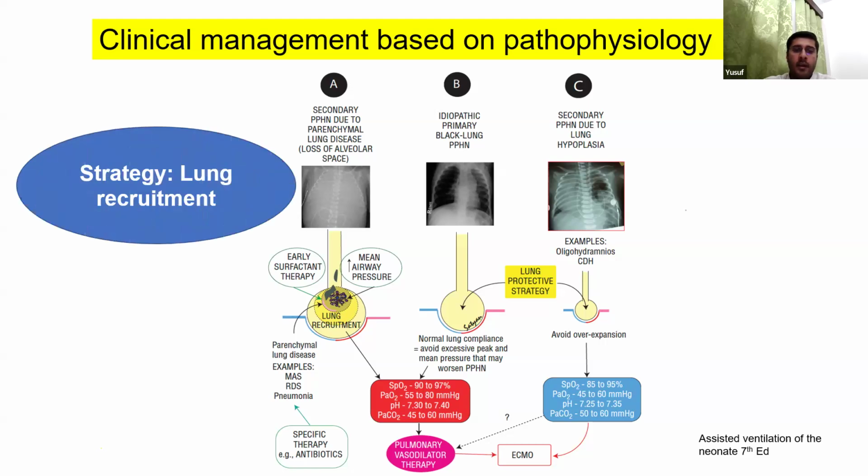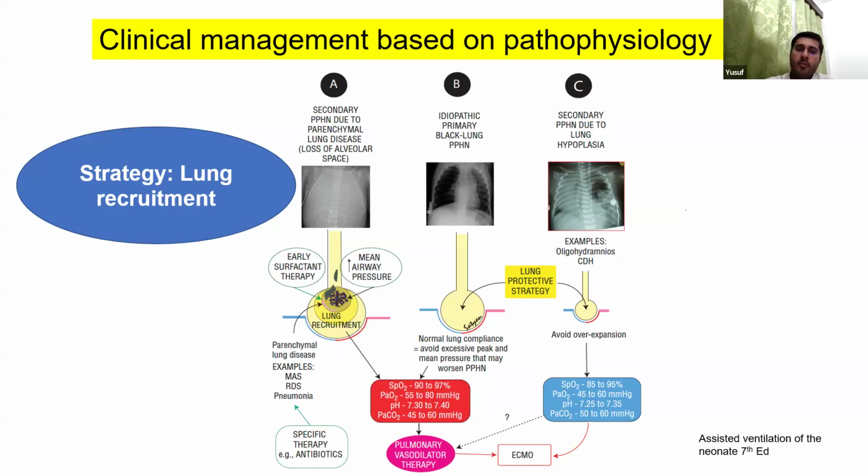So one strategy is lung recruitment. How would you recruit the lung? By providing adequate ventilation and early surfactant therapy. How can we provide it? By providing adequate ventilatory support. If the baby is failing conventional ventilation, then we proactively shift these babies to rescue HFOV. And sometimes we might need surfactant.